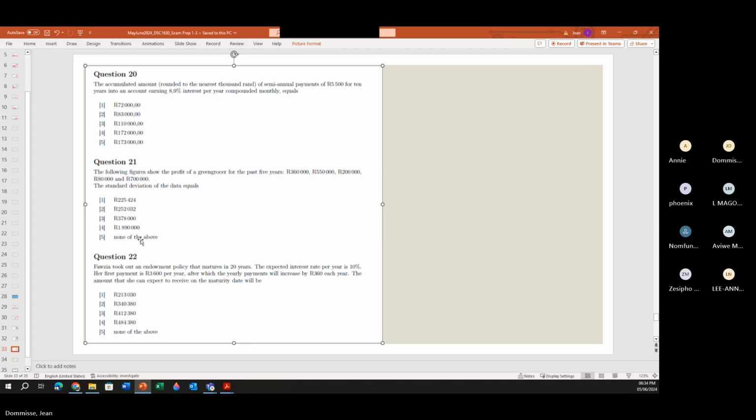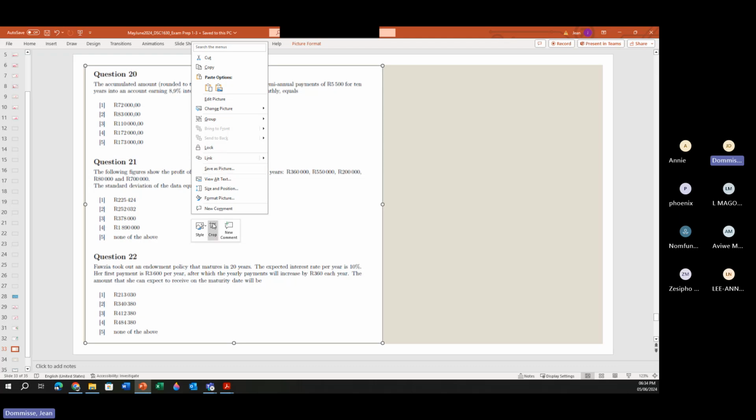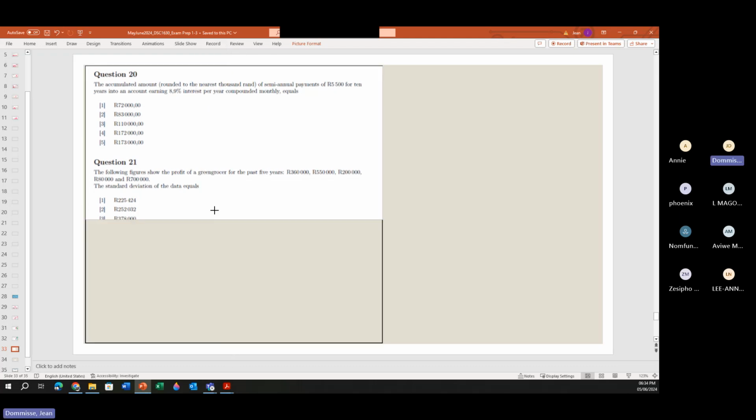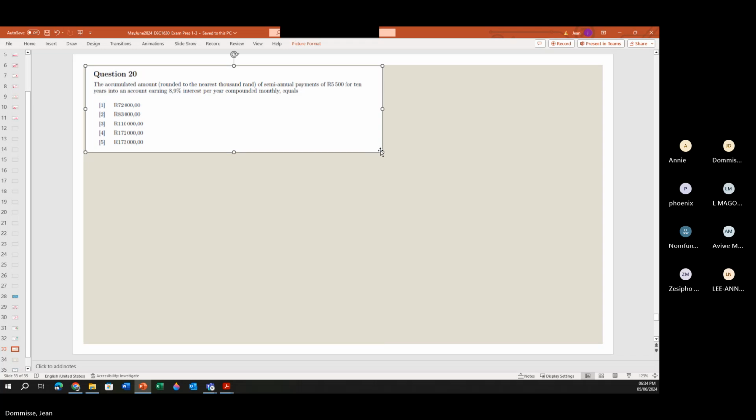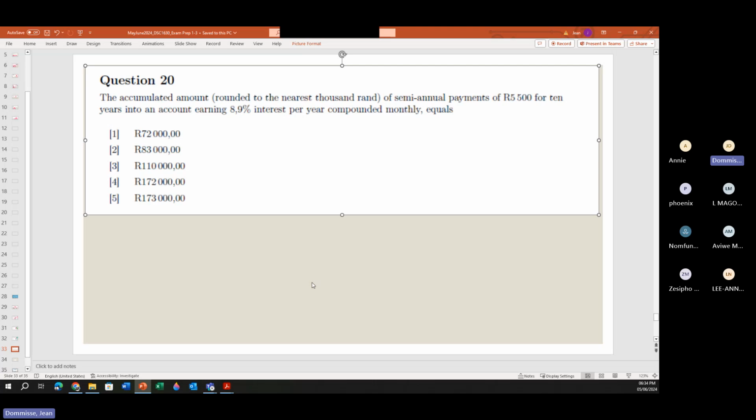We've covered some of the standard deviation questions last time. So let's look at just this question 20. What they're asking us is the accumulated amount, rounded to the nearest 1,000 rand, of semi-annual payments of 5,500 for 10 years into an account earning 8.9% interest per year compounded monthly.